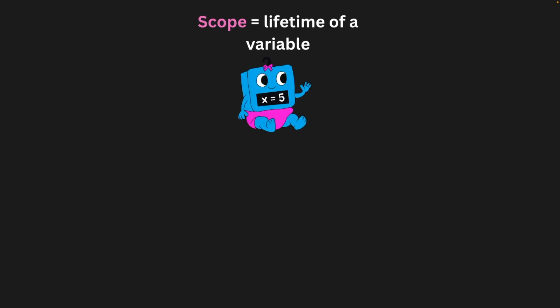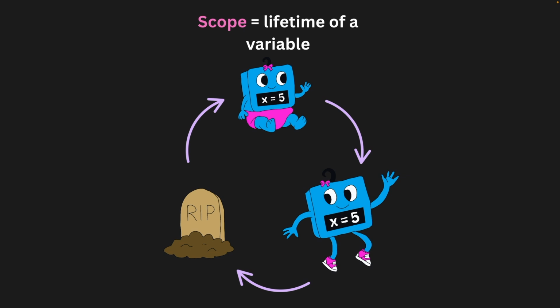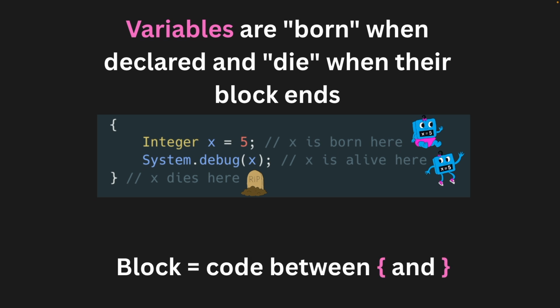Think about life on Earth. You start off as a baby, you grow into adulthood, you live your best life, and eventually your time comes. Variables really work the same way. Variables are born when they're declared, and they die when their block ends. Looking at this code here, we see a variable named x is born whenever it's initialized. We see it's alive during that debug statement, and eventually somehow it dies. And we'll talk more about this here in a little bit.